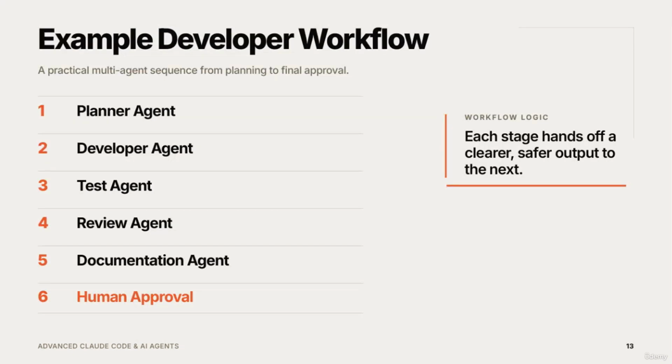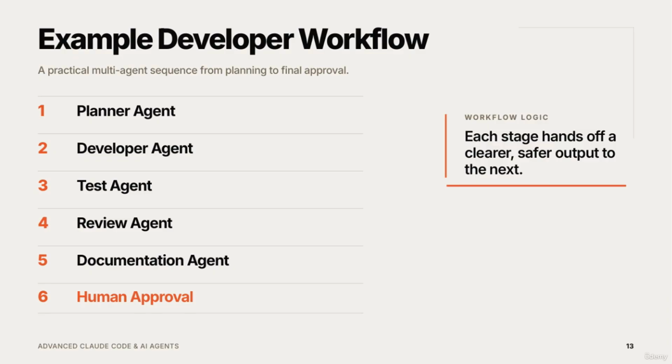Here we have an example of a developer workflow that demonstrates a practical sequence involving multiple AI agents, starting from initial planning all the way to final human approval. The process begins with a planner agent who outlines the overall strategy and requirements. Next, the developer agent takes over to build and implement the solution based on that plan.